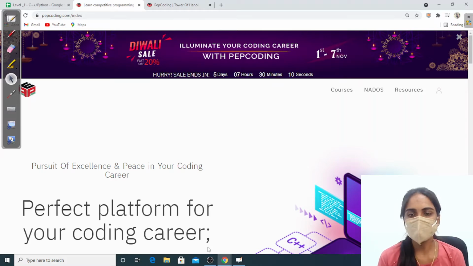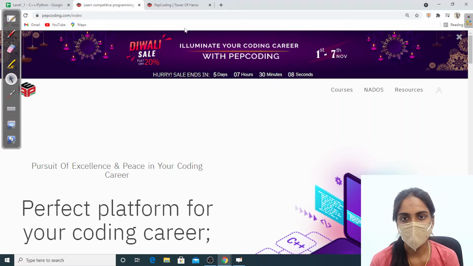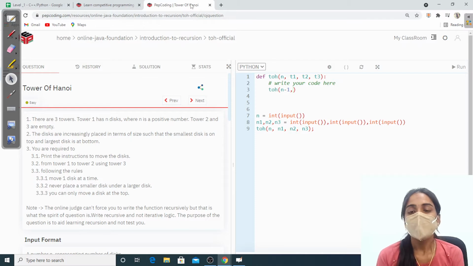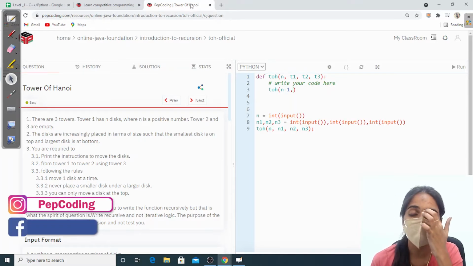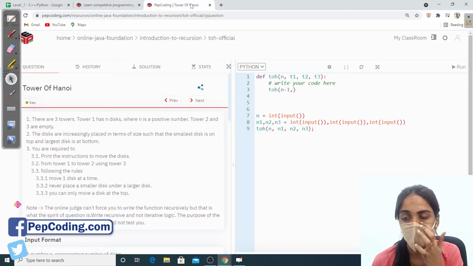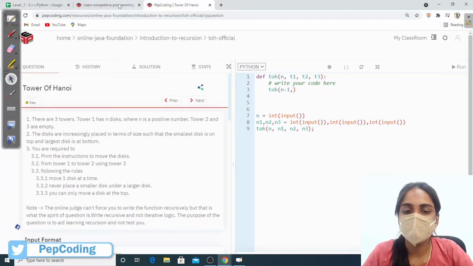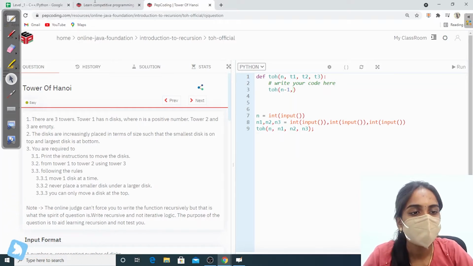Today we are going to see a topic of Tower of Hanoi. It is a very interesting topic and a very important question in recursion. If we are able to solve this question in recursion, then we can solve any question in recursion. Now I will explain the question, then we can move on to the solution part.